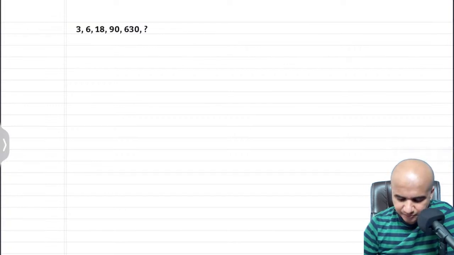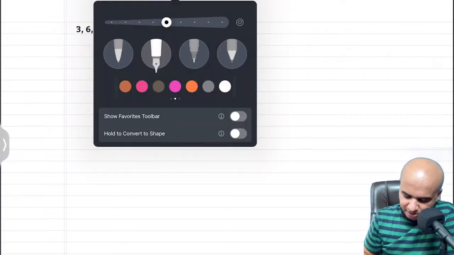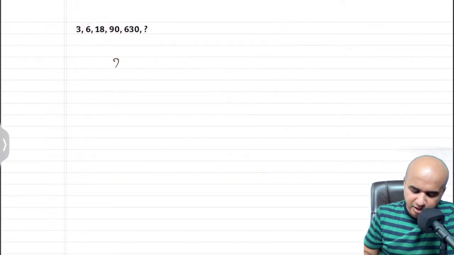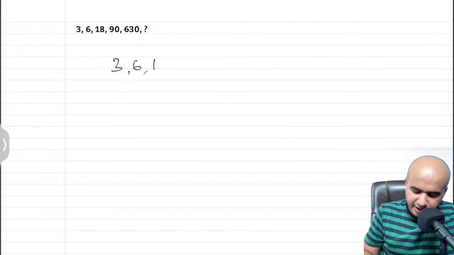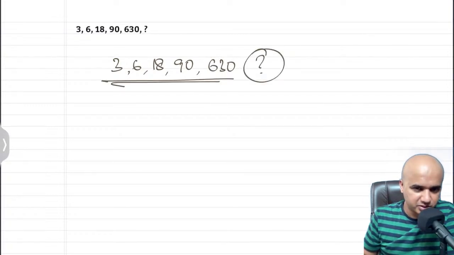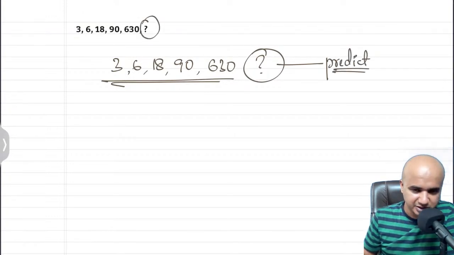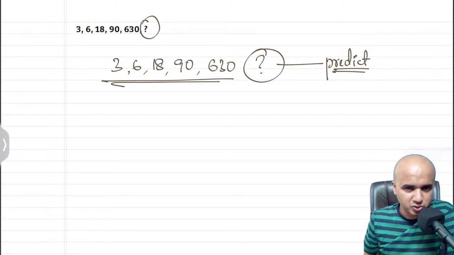As you can see here, we have a set of numbers starting from 3, then we have 6, 18, 90, 630, and then there is a question mark, meaning you have to look at the pattern here, come to some conclusion as to what the pattern might be, and then predict, based on the pattern, the number appearing after the last digit. That is what we are supposed to do here.